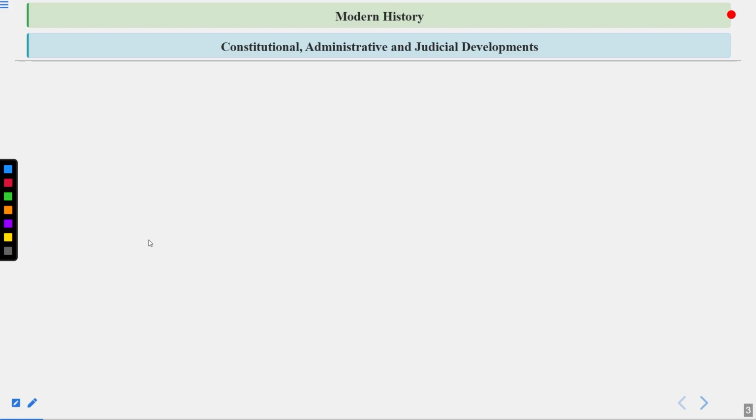So first one that we have today is about the constitutional, administrative and judicial development. In today's session, we are going to discuss the developments done in the constitutional phase, the administrative phase, and the judicial phase, that is the judiciary phase, after the British conquered or expanded themselves in our territory. So first thing that we have today is constitutional development between 1773 and 1858. So the first thing that we have is the Regulating Act of 1773.